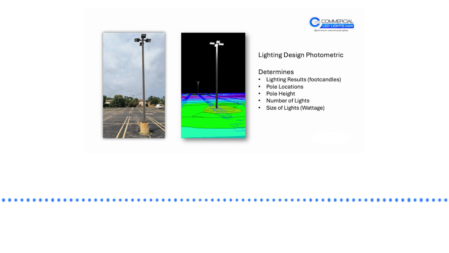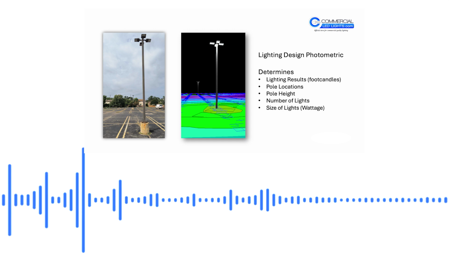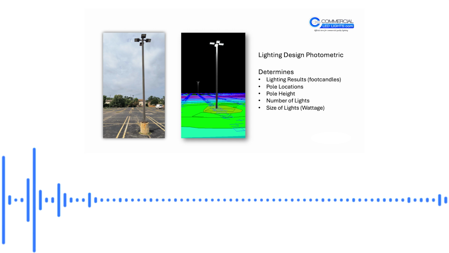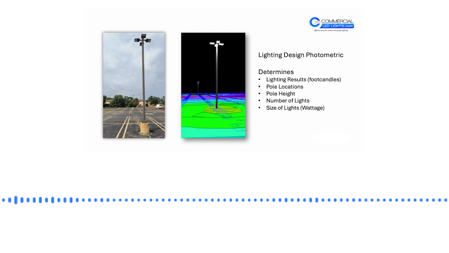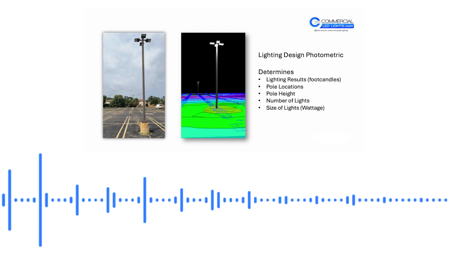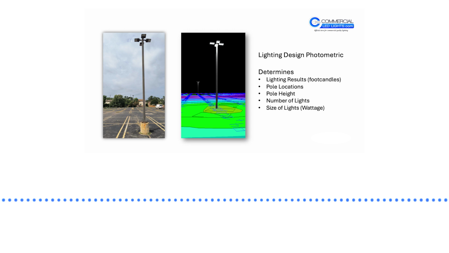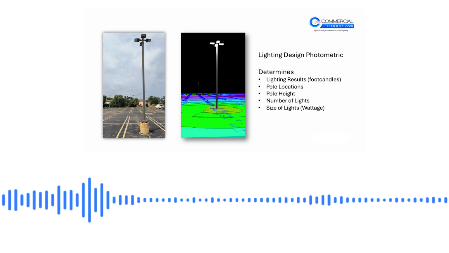Okay, thank you, Kevin. Everything starts with the photometric. The photometric, you determine the average foot candles that are required for the project, and the uniformity. That dictates the number of poles and the pole height. So out of a photometric, you're going to know the number of poles and the height of the poles and the number of lights per pole. Then we go to the next step.